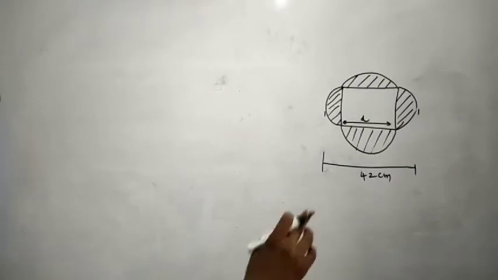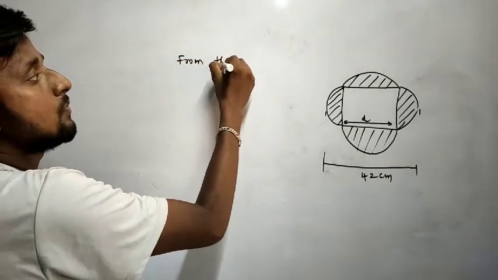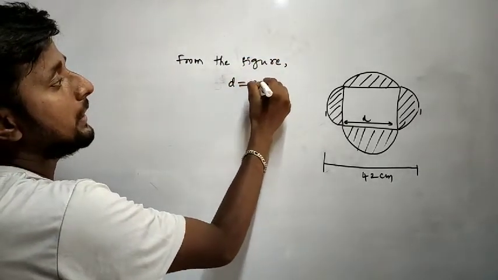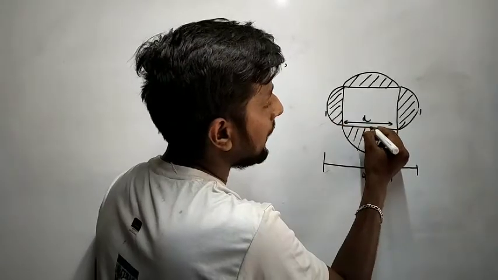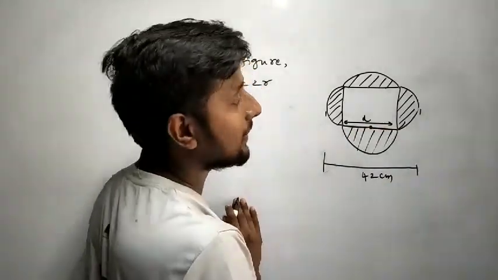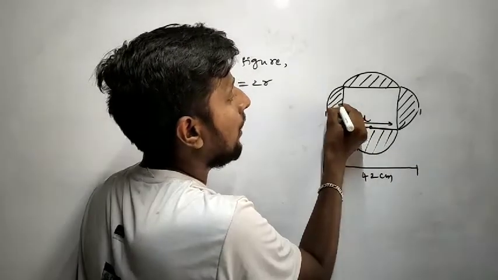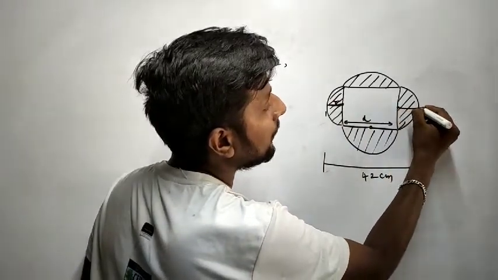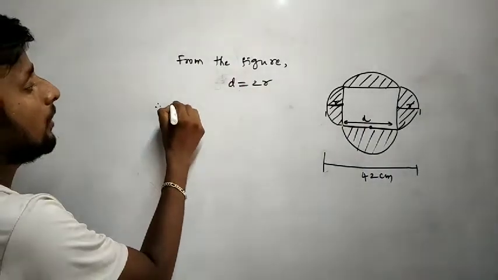So from the figure I want to give clarity. D is nothing but diameter. So D is equal to 2R. I told you already, the distance from the center to any point on the circle is called the radius. Here also we have a center. If you take any point, that also represents a radius. And here also there is a center, and it is also a radius.